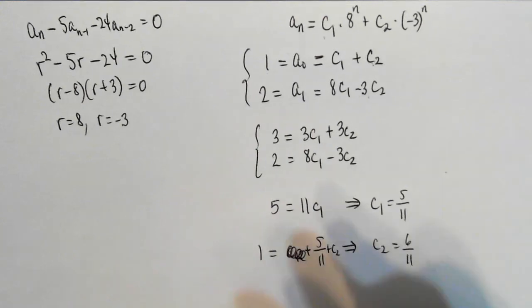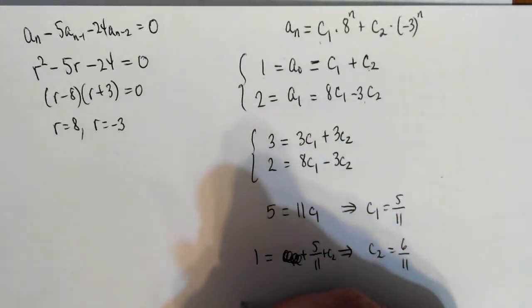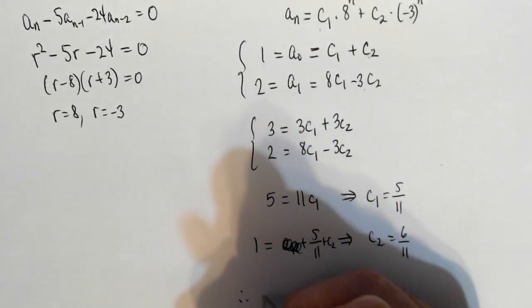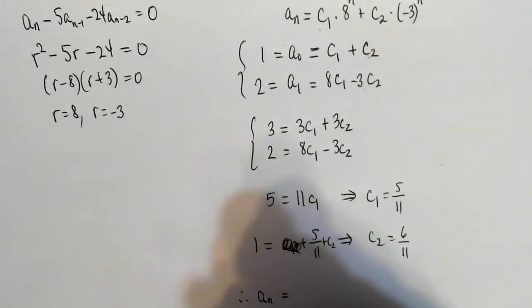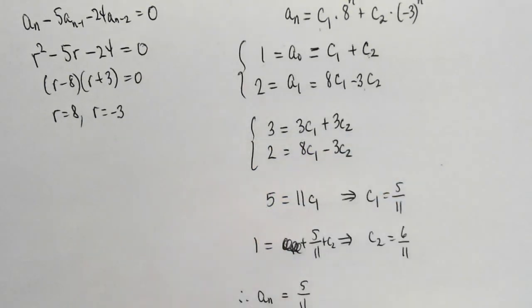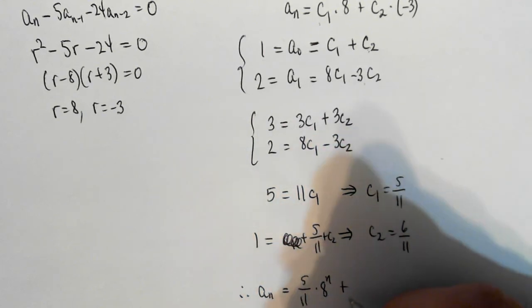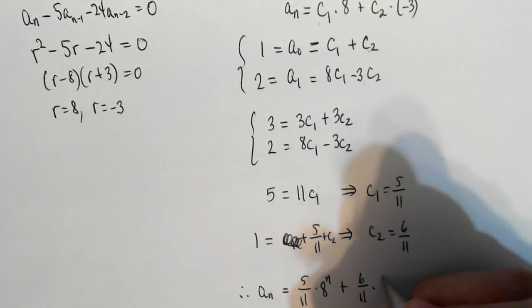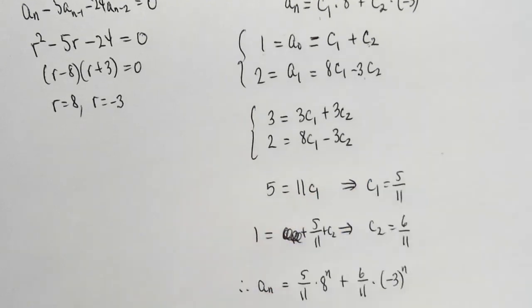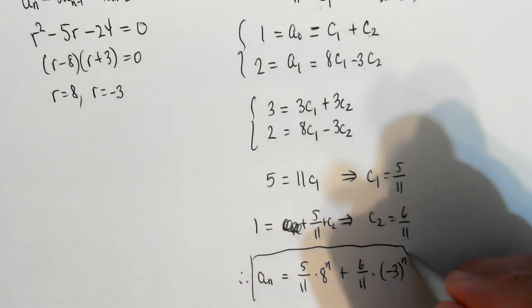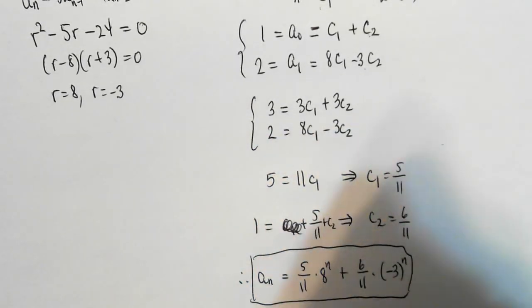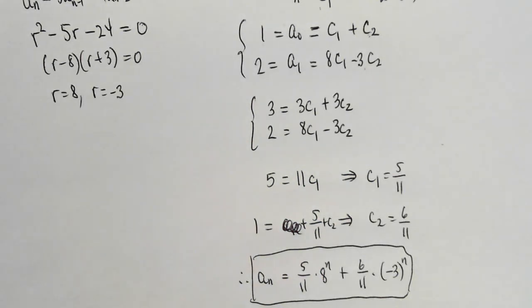And so therefore we can conclude that a sub n is equal to 5/11 times 8 to the n plus 6/11 times negative 3 to the n. And so that will be the formula for the closed form solution for this recurrence relation.